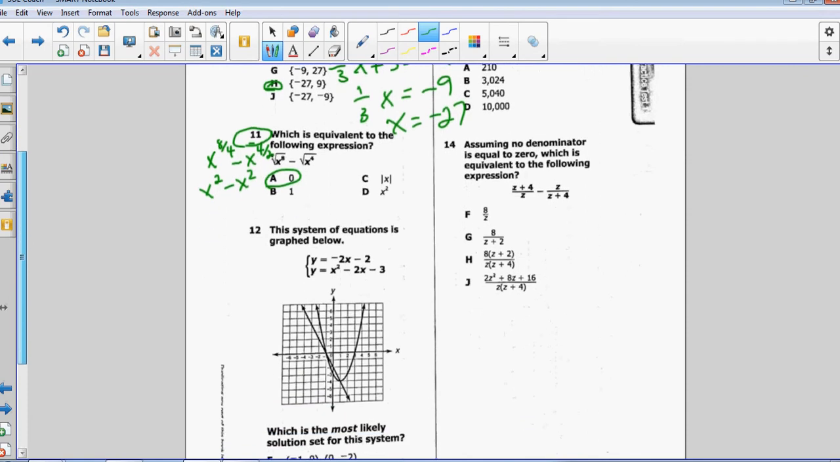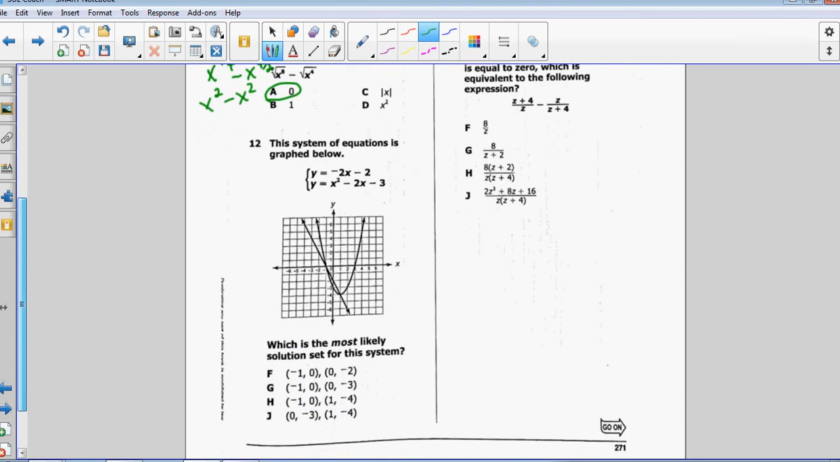Okay, problem 12. We have a system graphed and we want to know the solution set. So the solution set is where your system crosses. So that would be here and here. So it looks like negative 1, 0 is a solution, and then the other one would be 1, negative 4. Looks like answer H.